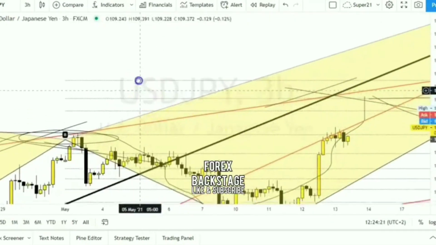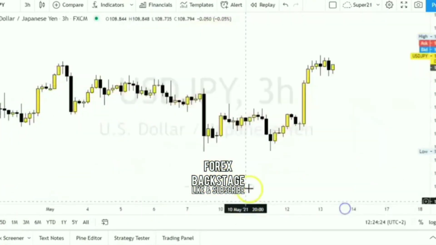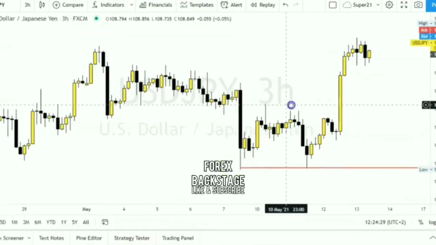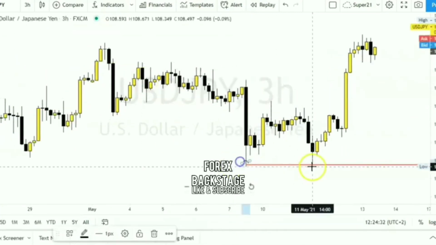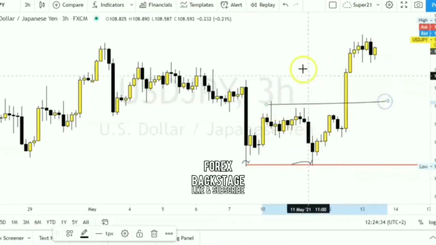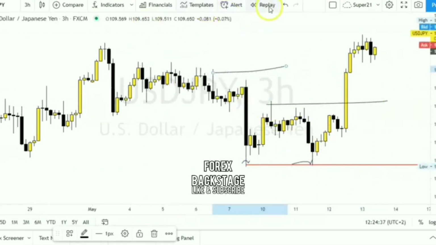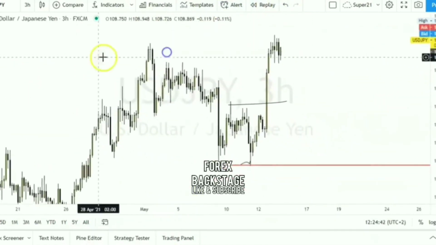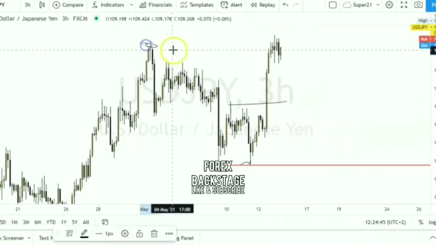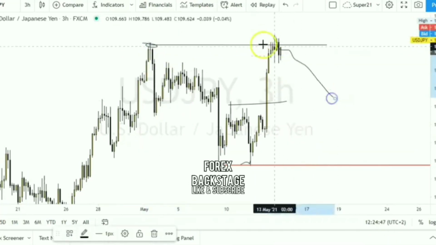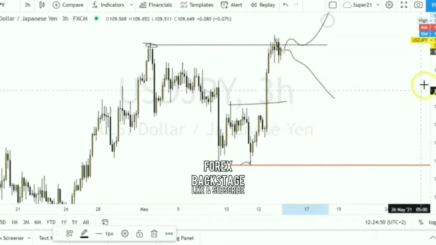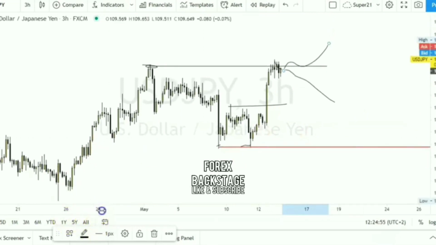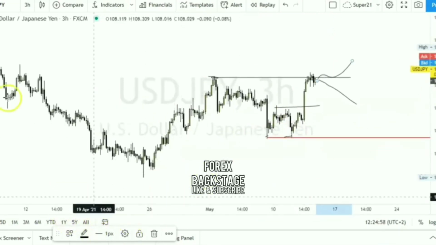I know it's messy, but let me just remove this first. As you can see here, a nice area for entry. Price bounced, came back again. Then now we just remove this one. So now price is working out this high, so we'll see how it reacts. Probably come back or break above. Anyway, guys, hope you learned something.